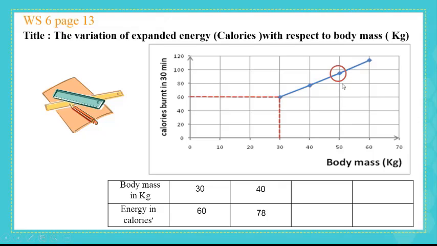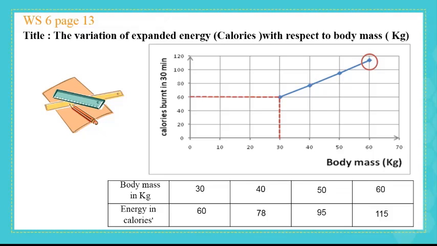The third point. Draw a perpendicular to the x-axis and another perpendicular to the y-axis. Then tell me what are the obtained values. 50 and 95. The last point. Draw a perpendicular to the x-axis and another perpendicular to the y-axis. The values are 60 and 115.